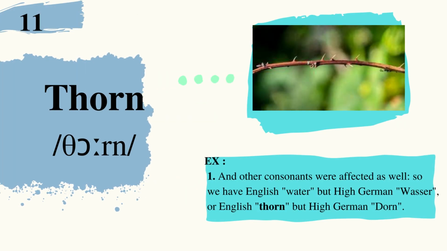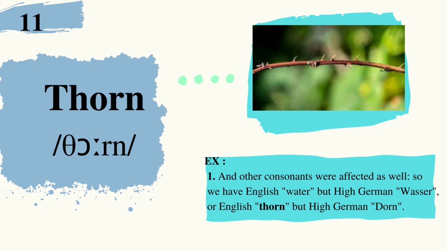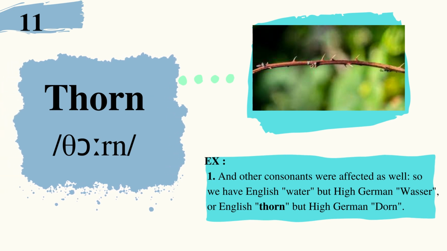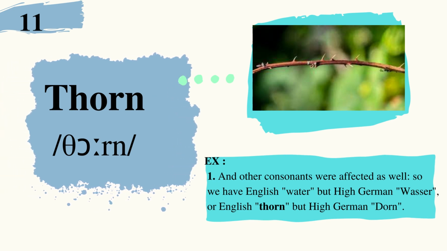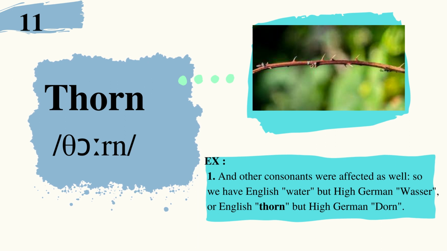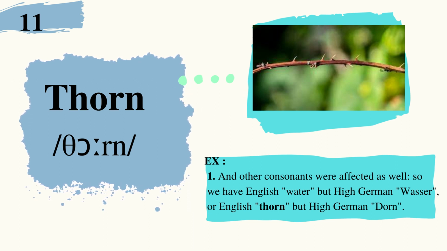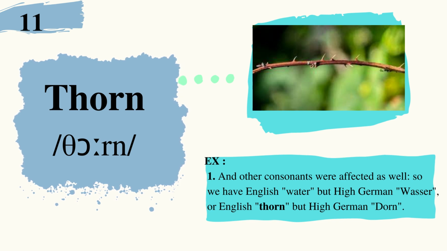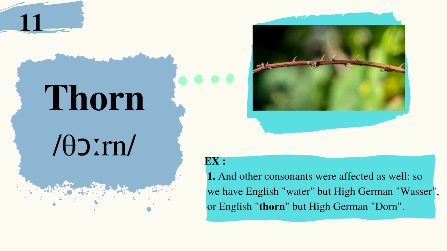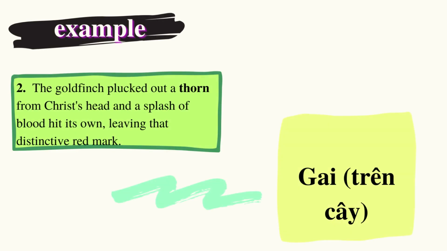11. Thorn. Example. And other consonants were affected as well. So we have English water, but High German Wasser. Or English thorn, but High German Dorn. The goldfinch plucked out a thorn from Christ's head, and a splash of blood hit its own, leaving that distinctive red mark.